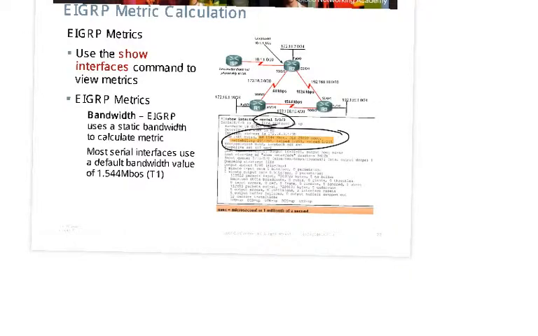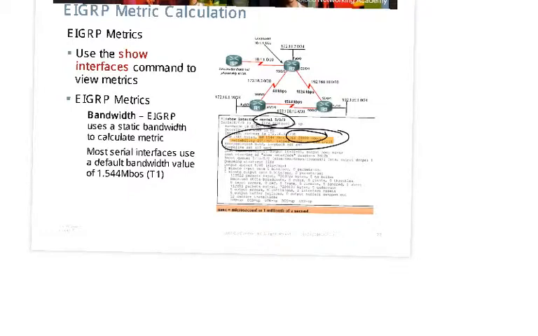This shows the bandwidth on the interface serial 0/0/0. The bandwidth will be 1544, which is a T1 connection, 1.544 megabits per second. This is the default or common bandwidth for any T1 connection. And the delay here is again a static value that depends on the link. The delay here happens to be 20,000 microseconds.